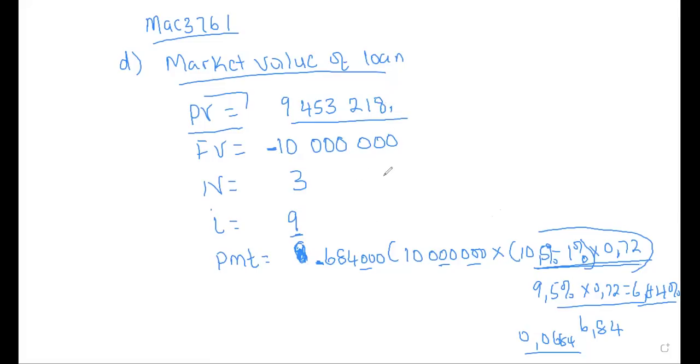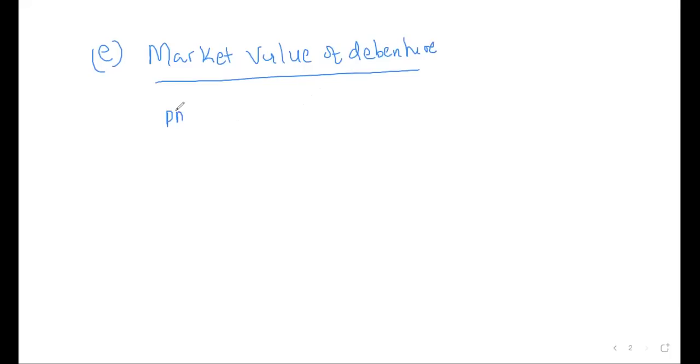Now let's do the next one. The market value of the debenture. It's still the same thing. You need your PMT, your I, your N, then your FV, then your present value. That's the one that we are calculating. Market value is present value, so don't confuse market value.